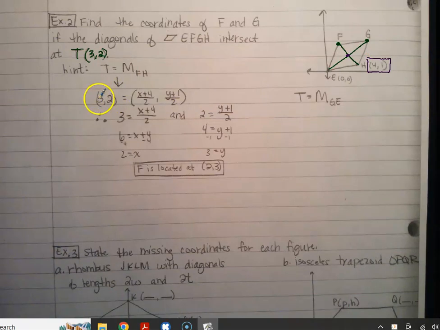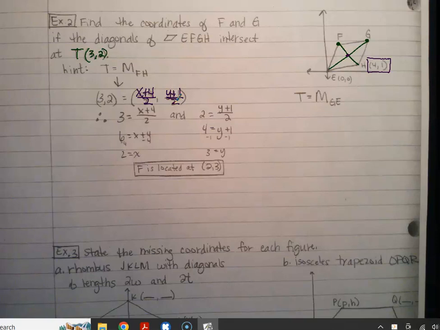Our midpoint is (3, 2), and we know the formula. We add our x's and divide by 2. In this case, we don't know the x value for F, so we put an x, but we know the x value for H is 4. So we're going to have x plus 4 divided by 2. And the same thing for the y value. We don't know the y value of F, but for H it's 1. Are we good so far?